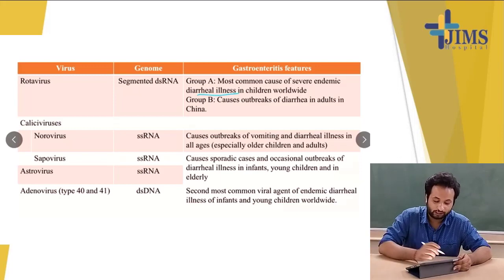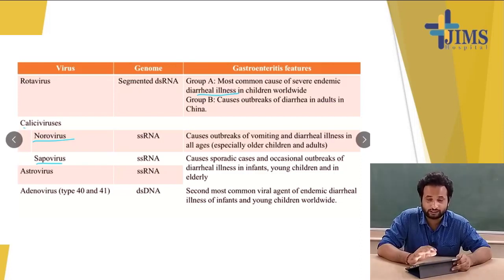Then we come to Calicivirus. Don't confuse it with Game of Thrones. There are two types, and two medically important viruses within this, which are norovirus and sapovirus. Both of them are single-stranded RNA viruses. Norovirus causes outbreaks of vomiting and diarrheal illness in all ages, especially older children and adults, and sapovirus causes sporadic cases and occasional outbreaks of diarrheal illness in elderly patients and also young children.